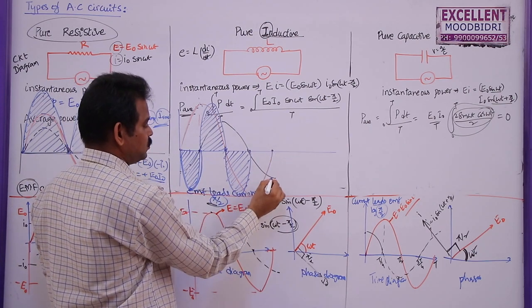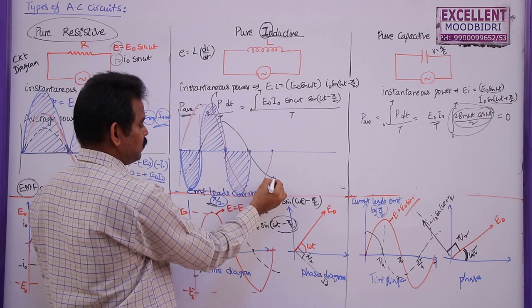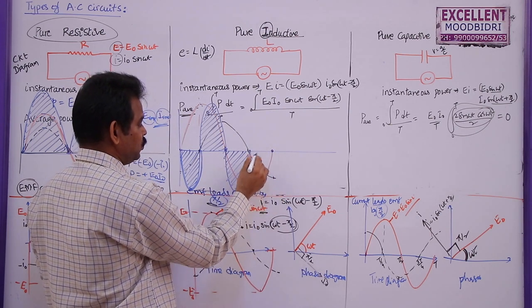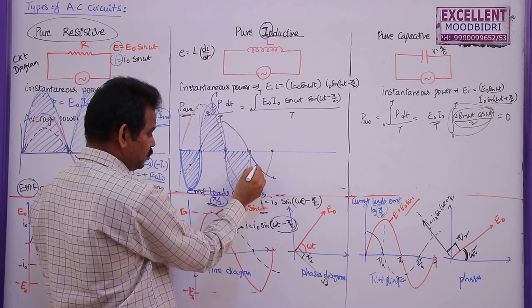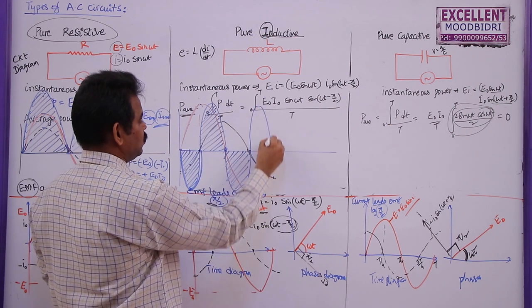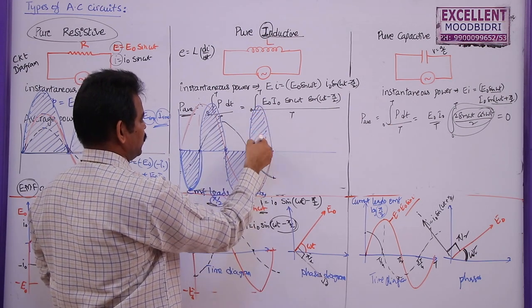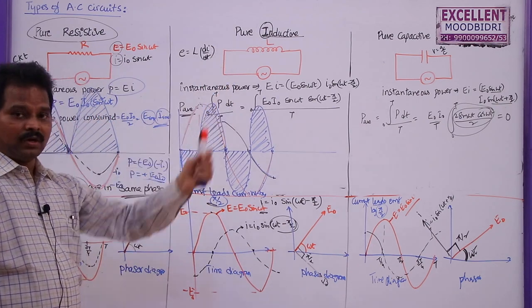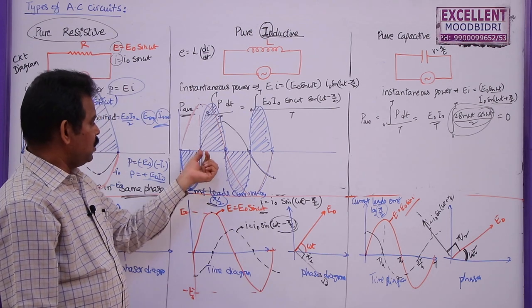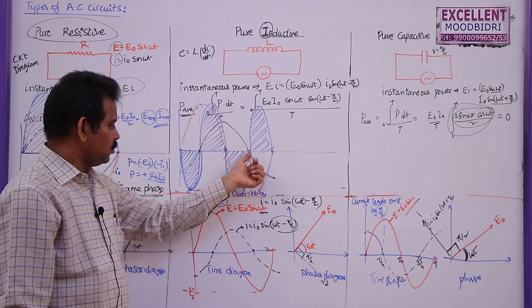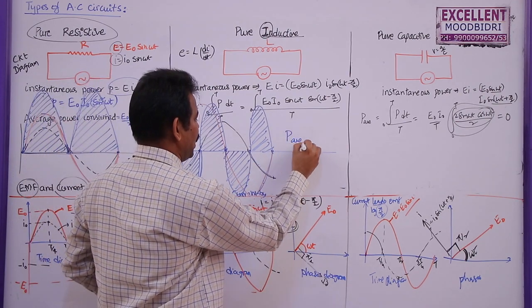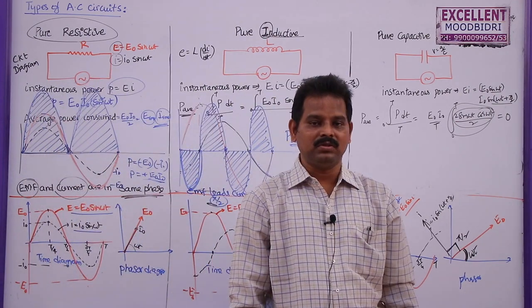Then this current is 0, EMF is 0, current is maximum here. As it is 0, power should be 0, but as current is negative here, and EMF is also negative here, negative into negative will become positive. So this is how you will get the power here. That means in a pure inductive circuit, for the first quarter cycle, power will be negative and then power is positive, power will be negative, power is positive. That's why the average power consumed for the complete cycle is always 0 here.